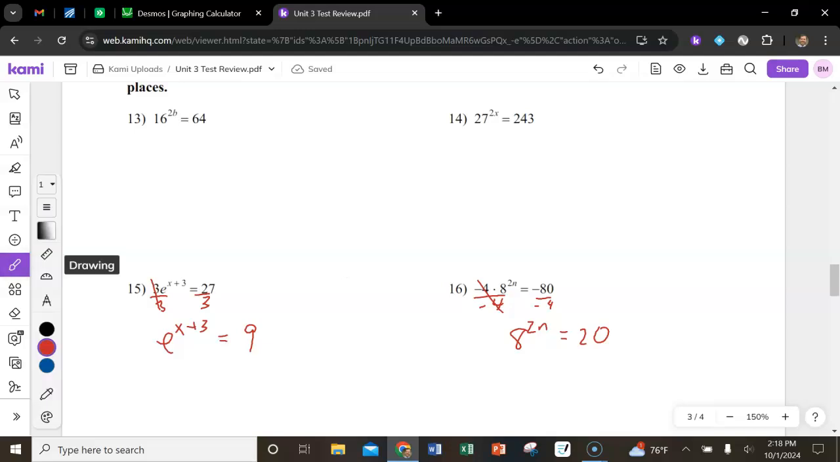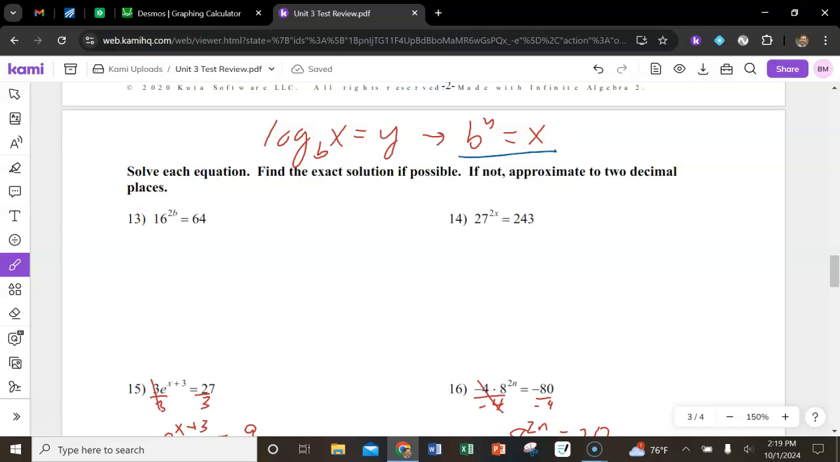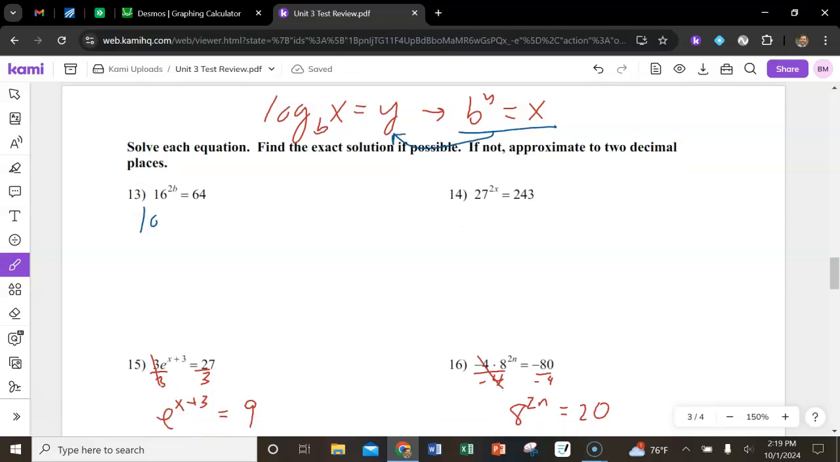Once you do that, you're going to rewrite it in log form. So we're dealing with this. We're going to go back to log form. So the way you do that is we're just going to go log base 16 of 64 equals the exponent, which is 2b. And I could do that on every single one of these. Log base 27 of 243 equals 2x, right?